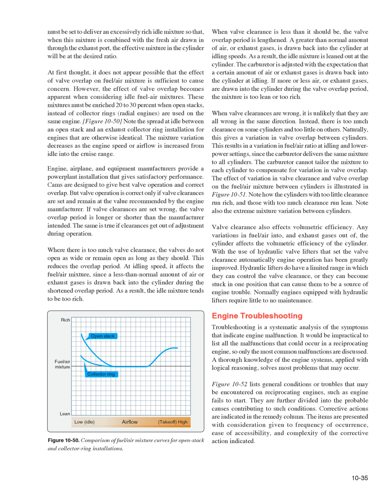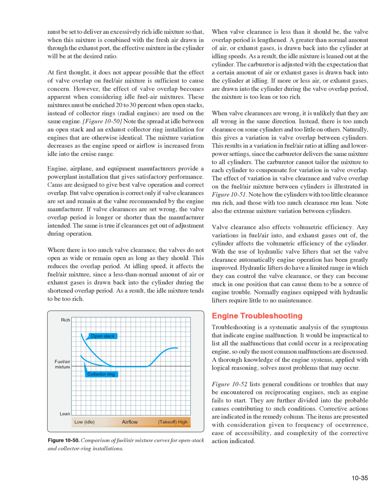Engine, airplane, and equipment manufacturers provide a powerplant installation that gives satisfactory performance. Cams are designed to give best valve operation and correct overlap. But valve operation is correct only if valve clearances are set and remain at the value recommended by the engine manufacturer. If valve clearances are set wrong, the valve overlap period is longer or shorter than the manufacturer intended. The same is true if clearances get out of adjustment during operation. Where there is too much valve clearance, the valves do not open as wide or remain open as long as they should. This reduces the overlap period.